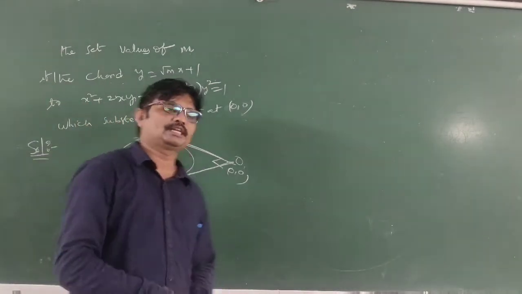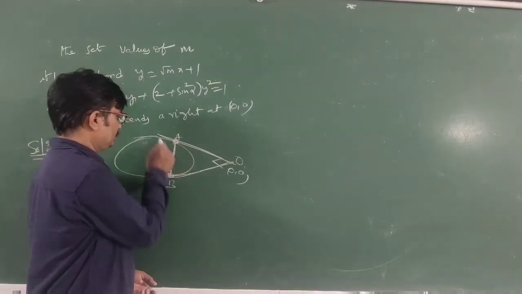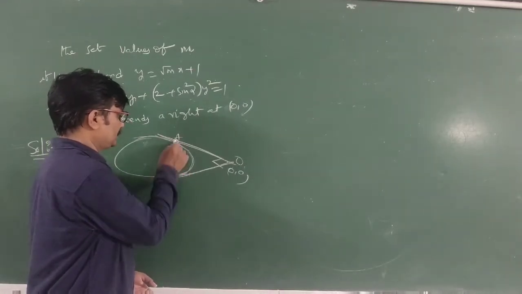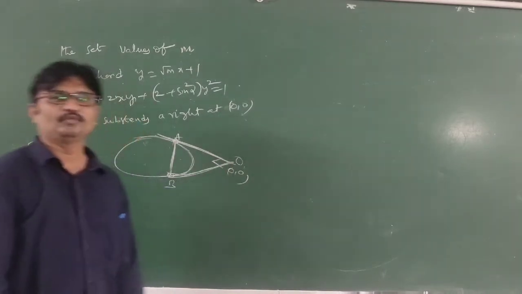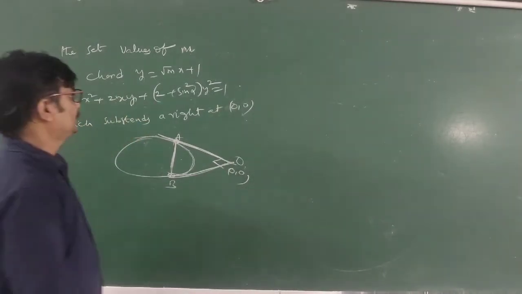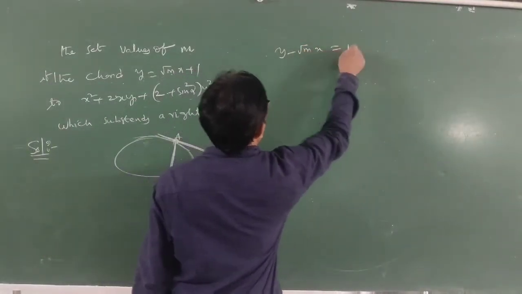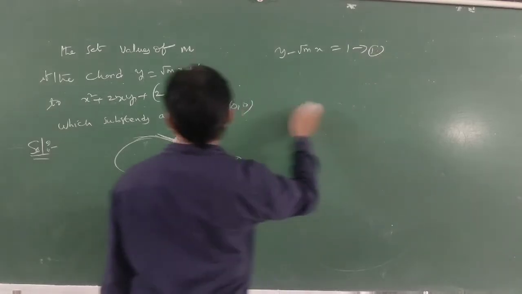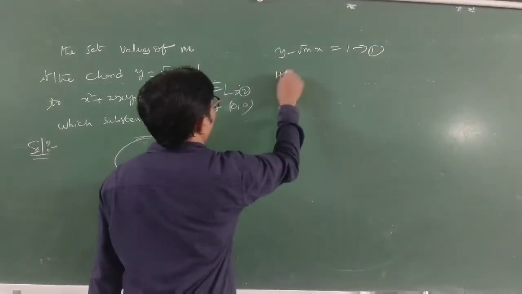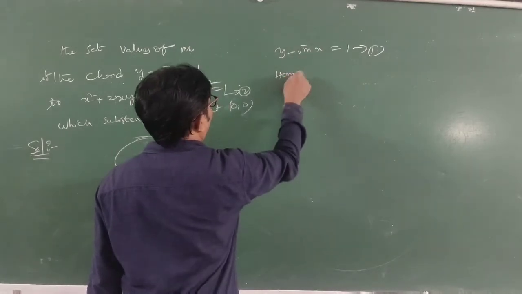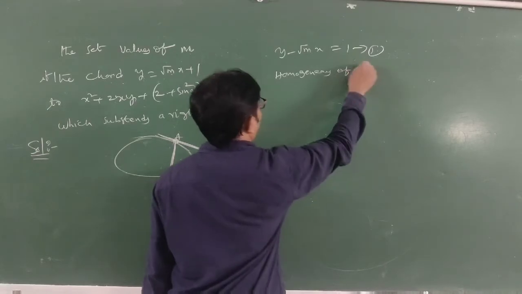The point of intersection of the curve and the line. This is the line, this is the curve. The points of intersection of the curve and the line are joined from the origin, so undoubtedly we can apply the homogenization method. Here we have y minus root m x equal to 1. So the homogeneous equation of 2 with the help of 1.